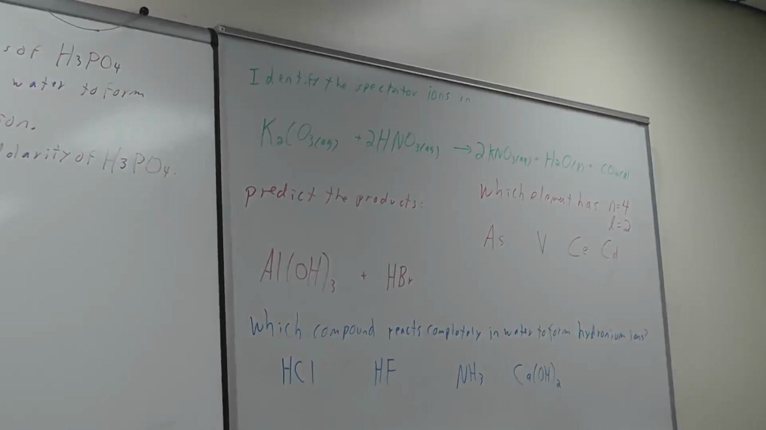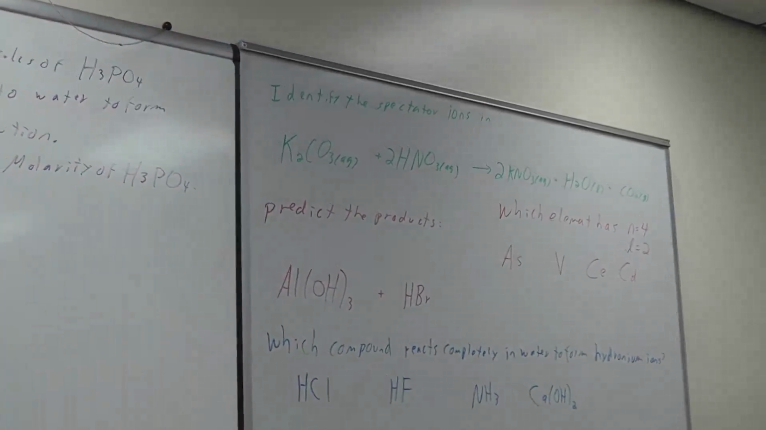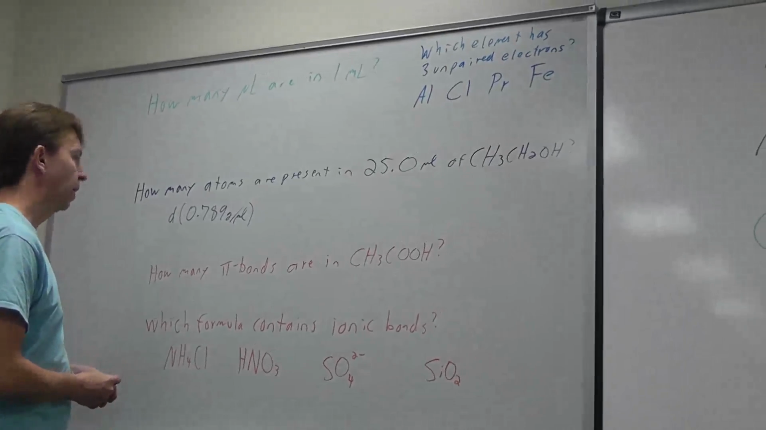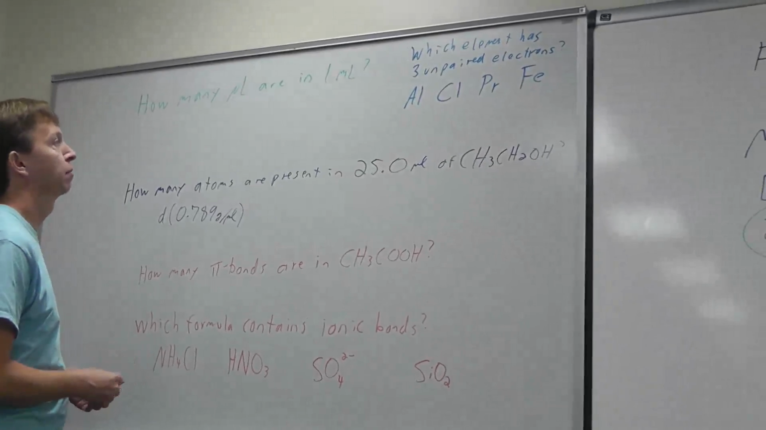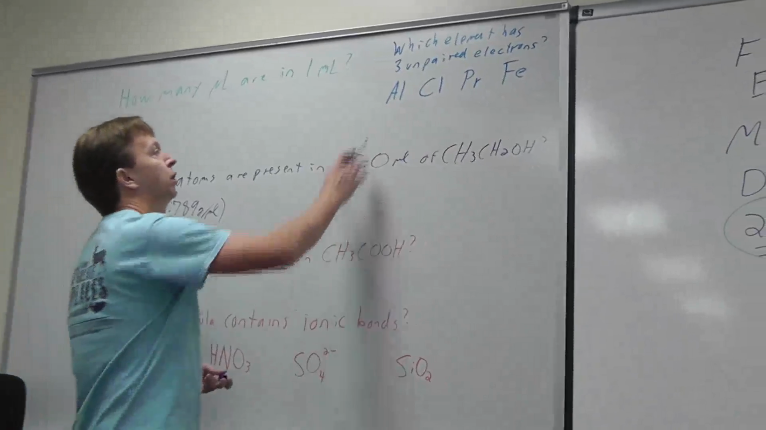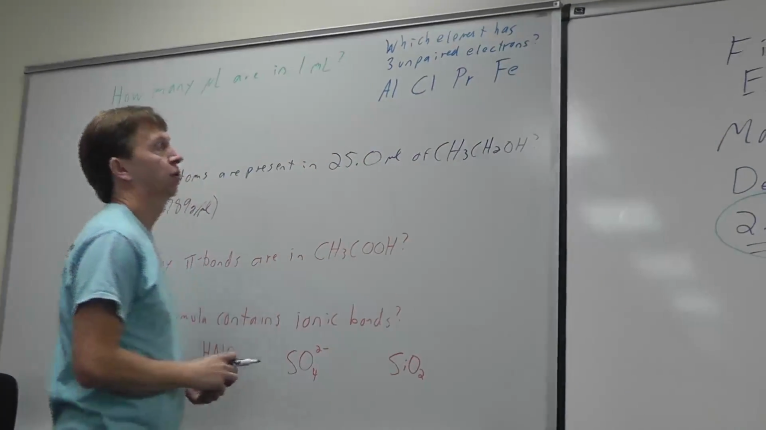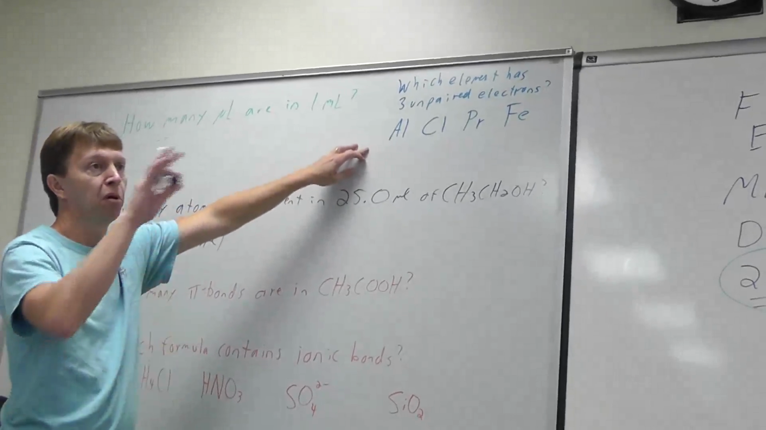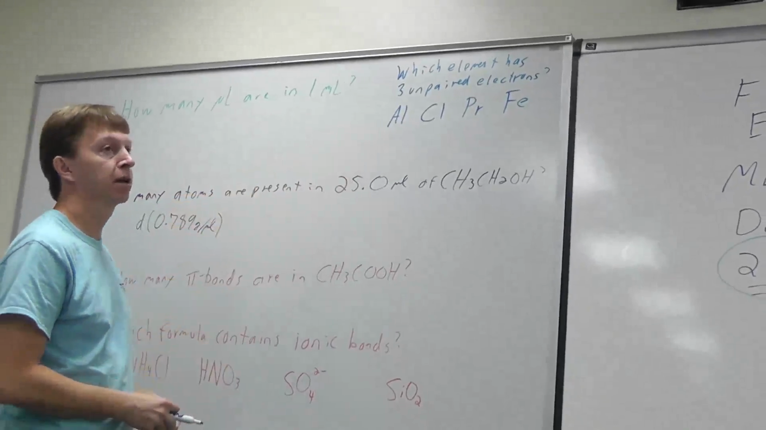Let's go ahead and work through the ones on the left-hand board, then I'll give you a little bit more time to finish the others. And I guess let's start with the ones that are not mathematical. Which element has 3 unpaired electrons? So that's going back to electron configuration and being able to read parts of the configuration off the periodic table.